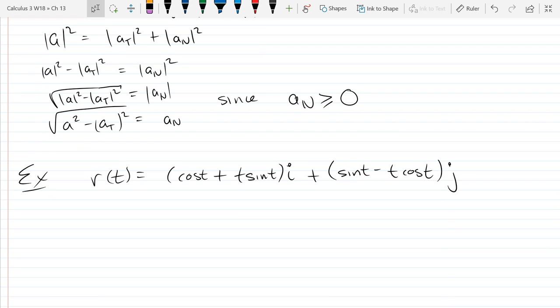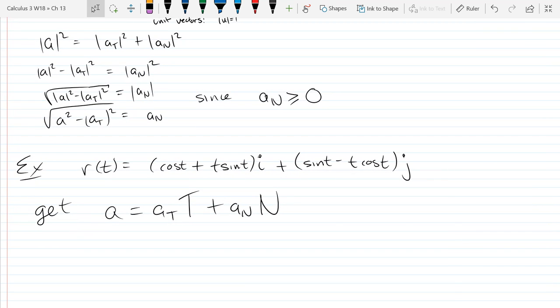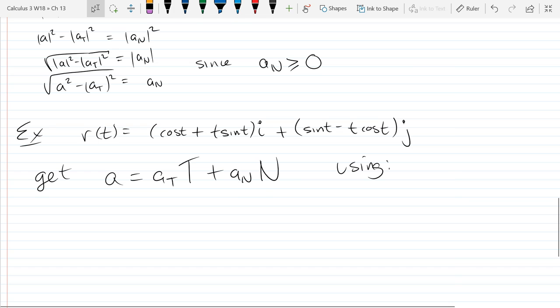All right, so here's our function, our path. T is going to be greater than 0. I want you to find A, but find it with A_T, T, and A_N. So I'll write down what we want at the end, but in order to get there, obviously we have a lot of things to compute. So I'll write down everything, or at least hopefully everything we'll be using.